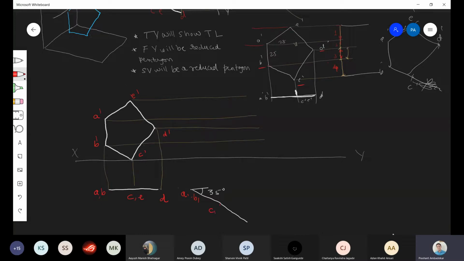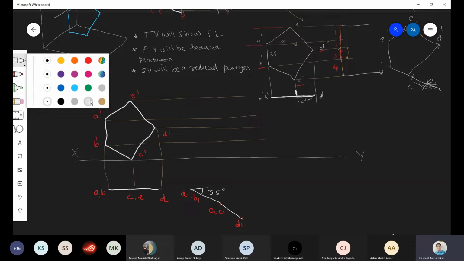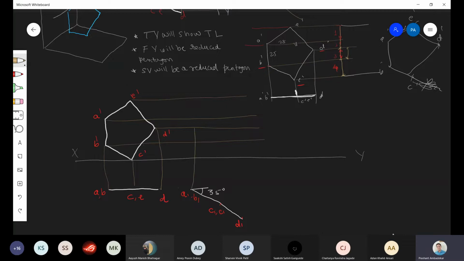So I will name this as C1 comma E1. Then again, if you take this distance in compass from AB to D, and mark it somewhere here on this line, we will get this point D1. Okay, so the remaining lines we can erase like this. And now what we will do is draw the projectors in the upward direction like this.